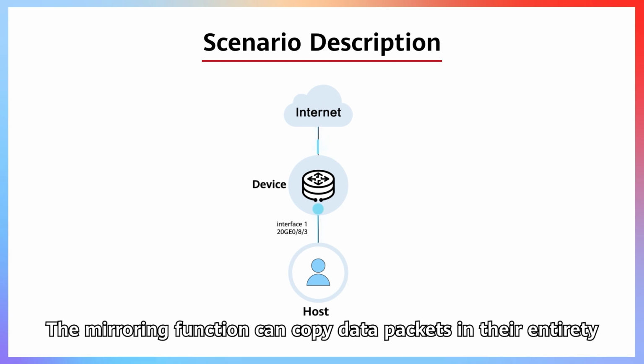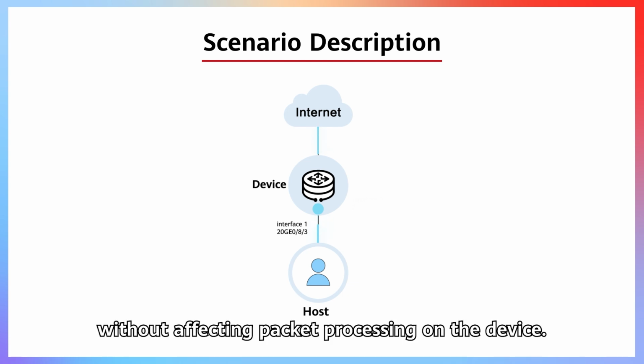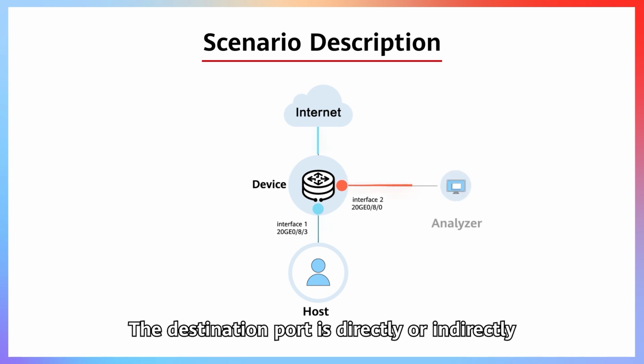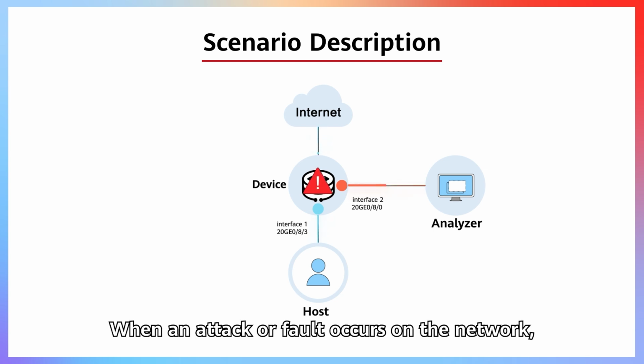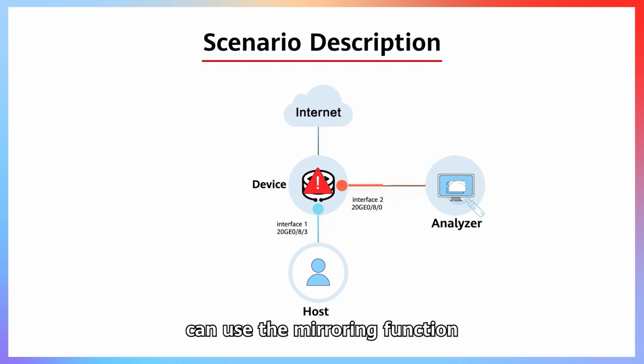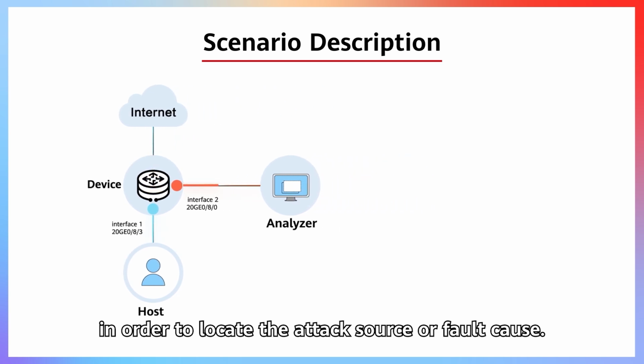The mirroring function can copy data packets in their entirety to a specified destination port without affecting packet processing on the device. The destination port is directly or indirectly connected to an analyzer for packet analysis. When an attack or fault occurs on the network, the administrator can use the mirroring function to obtain and analyze packets in order to locate the attack source or fault cause.